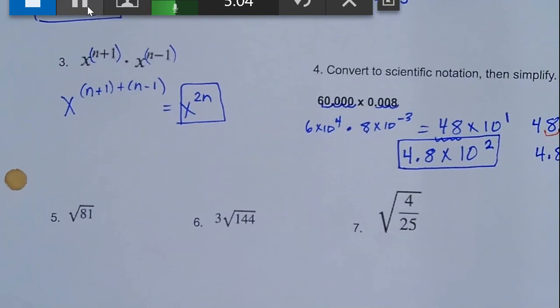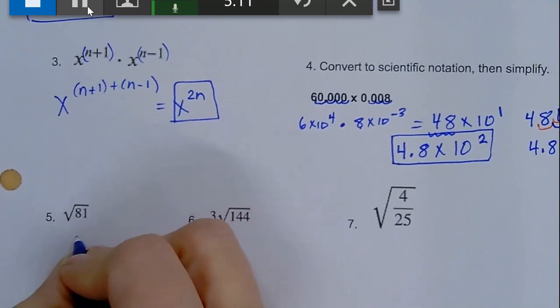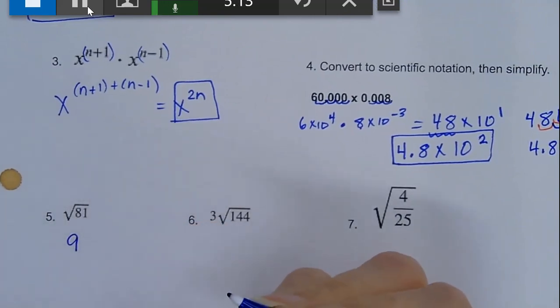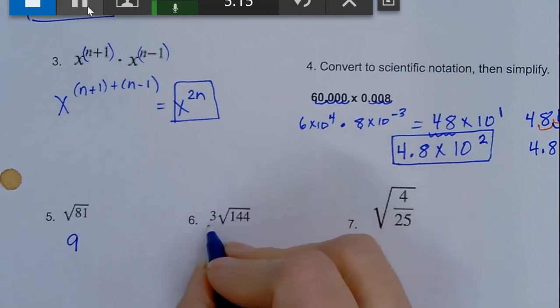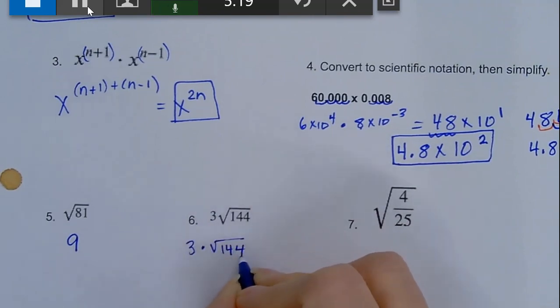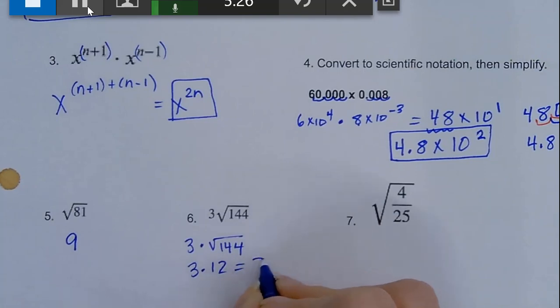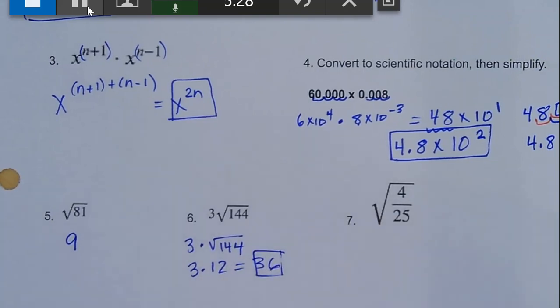Okay, and this is just a warm-up for what we're going to do later on today. So just to remind you, the square root of 81, we know the square root of 81 is 9, and that's because 9 times 9 is 81. Okay, this means 3 times the square root of 144. That's just what it means when you have a number before a radical like that. And so this is going to be 3 times 12, which is 36. That is the answer there.